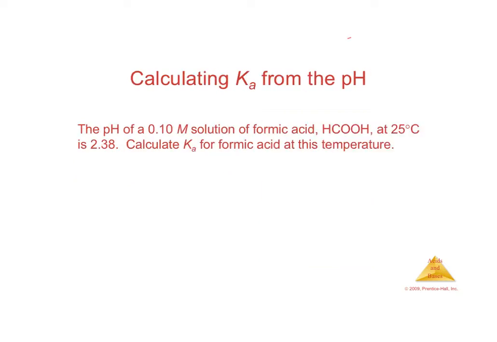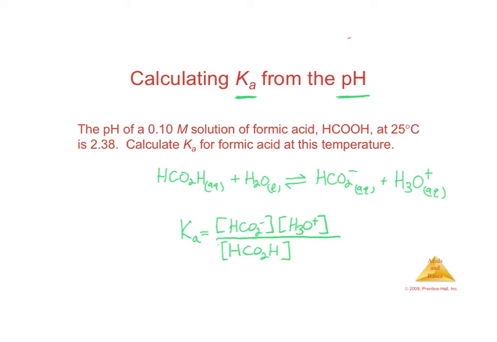So we can calculate the weak acid dissociation constant from the pH of a solution. So let's take this problem. The pH of a 0.1 molar solution of formic acid at 25 degrees Celsius is 2.38. Calculate the Ka for the formic acid at this temperature. Let's start by writing the balanced weak acid equilibrium process. And from that, you can write your weak acid dissociation constant expression.